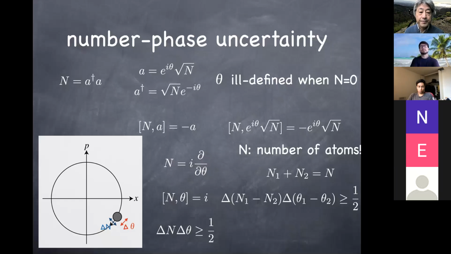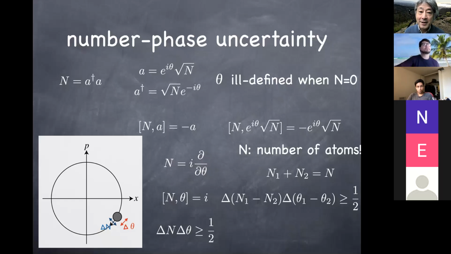So uncertainty in theta is 2 pi. Wouldn't the number uncertainty have to be such that when you multiply it by 2 pi, it's greater than a half? So it can't be 0? That's an excellent question. So that also has to do with the fact that this number phase uncertainty is a little bit sort of cheating, right? So I give you already warning that this separation of n and theta doesn't make sense when n is 0. So there is a little bit of cheating going on here.